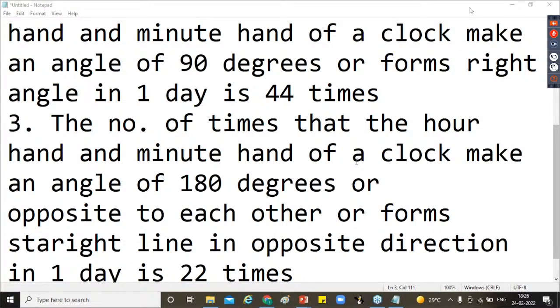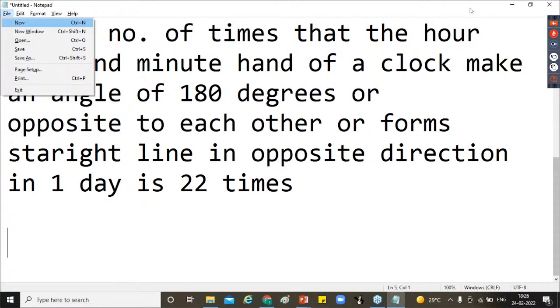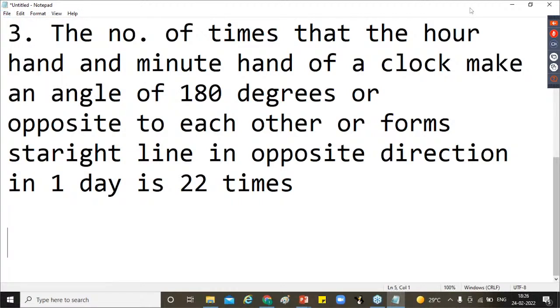Okay. All of you noted down. So this is about the problems on clocks. Clear, all of you? Okay. Write down next one. Side heading.